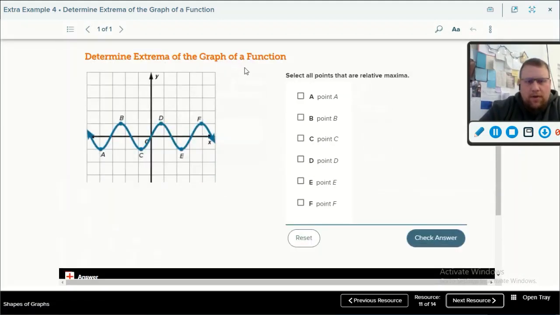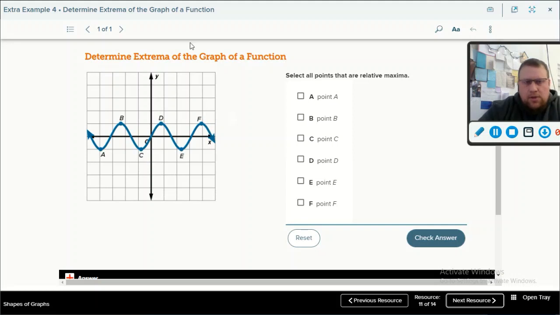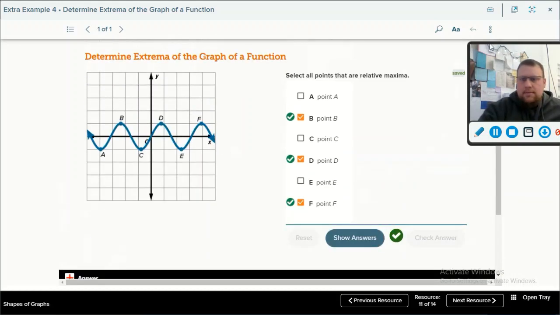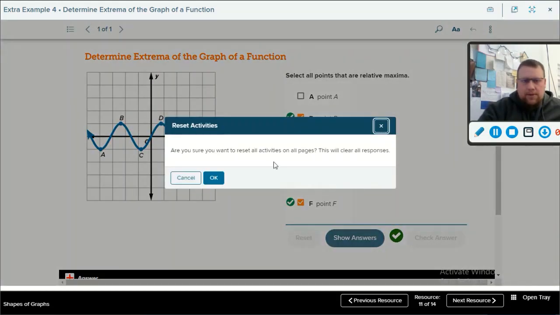Determine extrema of the graph of a function. So extrema includes all the minimum and maximum points. So it says select all the points that are relative maximums. We want the points that are the high points. Well, clearly that is B, D, and F. So B, D, and F. Boom. That's it. It's not bad. We can answer questions like that, right?